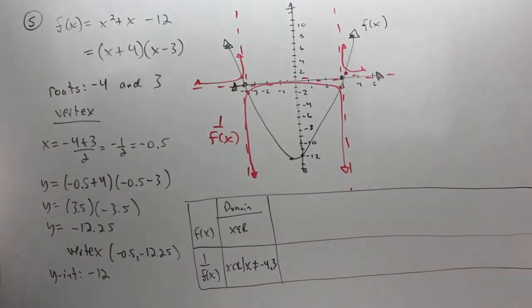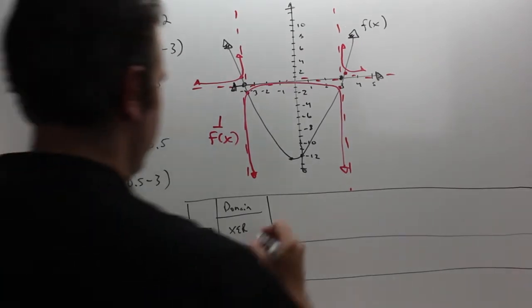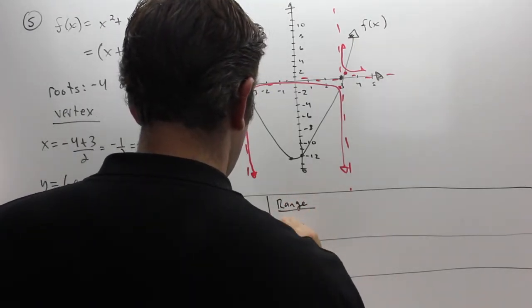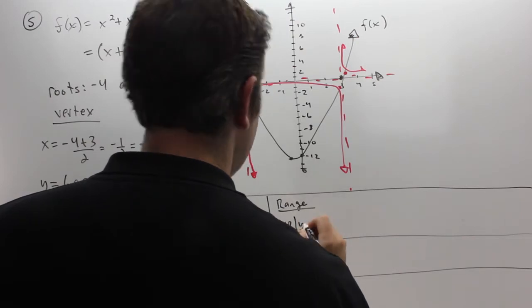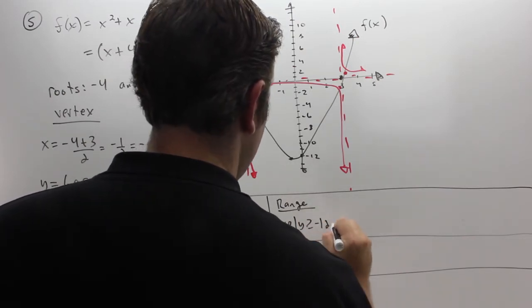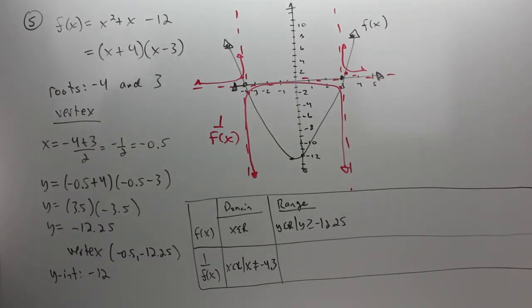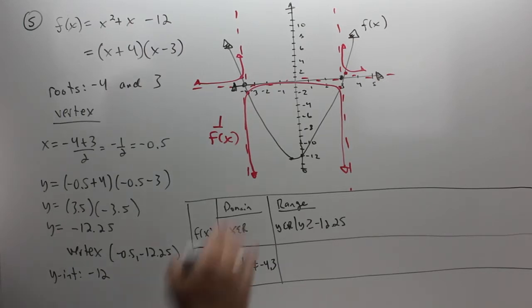Like so. The range. The original parabola, its range is that y can be anything as long as it's greater than -12.25. The reciprocal, however, its range is that y can be anything above 0.